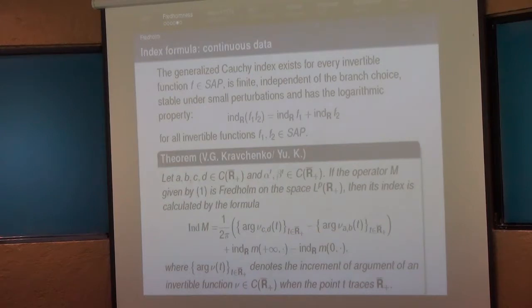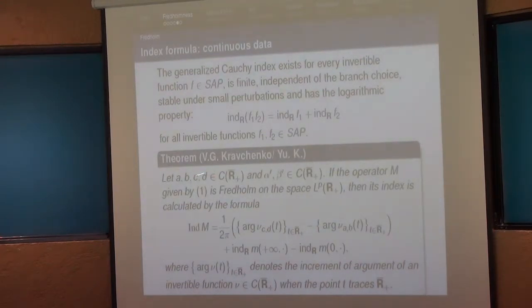The generalized Cauchy index has the usual properties of the Cauchy index. This index exists for every invertible semi-almost periodic function, is finite, independent of the branch choice of the argument, stable under small perturbation, and has the logarithmic property. So if both functions are invertible and in the class of semi-almost periodic functions, then the generalized Cauchy index of the product is the sum of the indices of each function. This gives the possibility to calculate the index of the Cauchy singular operator with shifts. First, I consider an old result obtained jointly with Viktor Kravchenko.